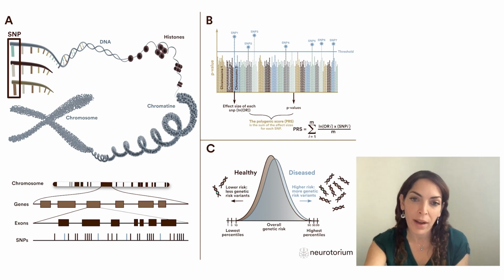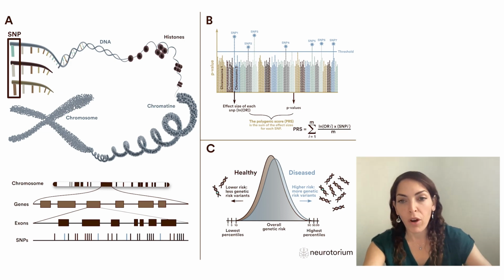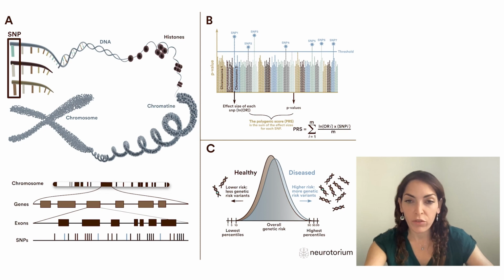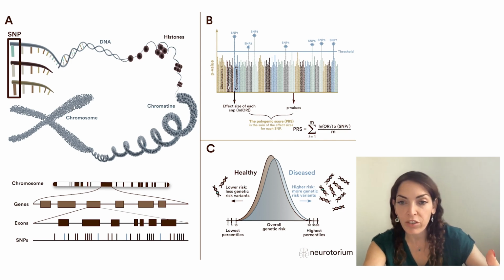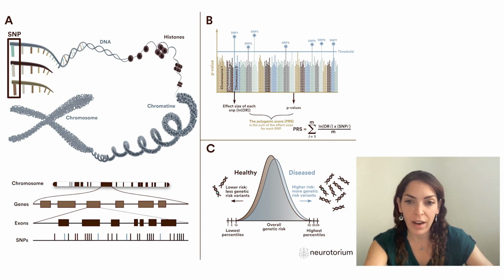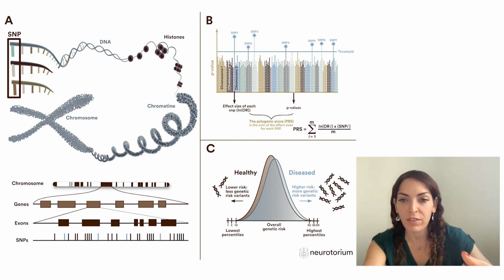You can see on part C also that polygenic risk scores follow a normal distribution on a population level, and so the distributions of cases and controls, or healthy and diseased persons, clearly overlap, and meaningful risk prediction can only be expected for the lowest or highest percentiles, so the top and bottom of the PRS distribution.